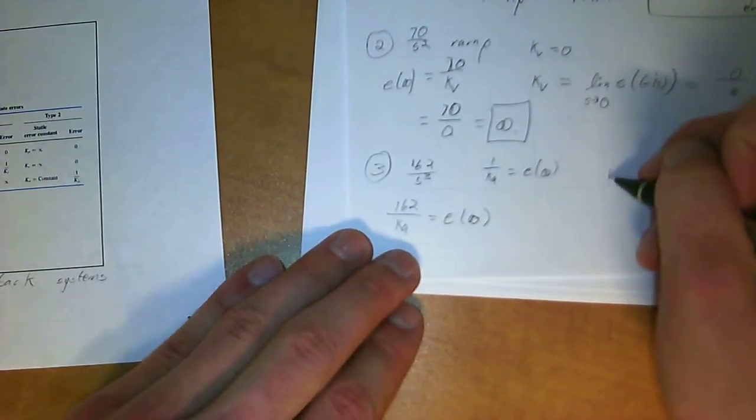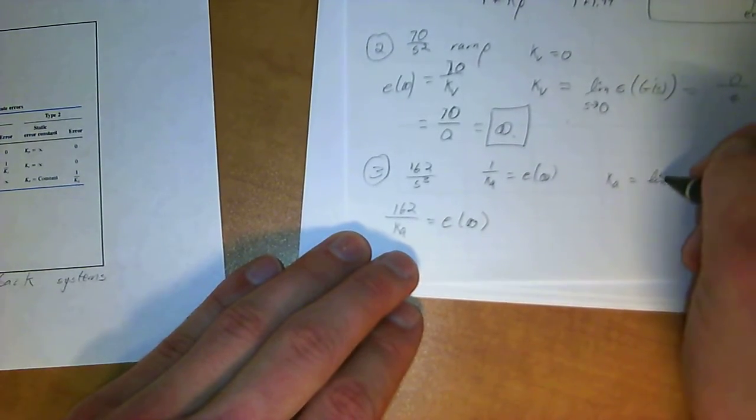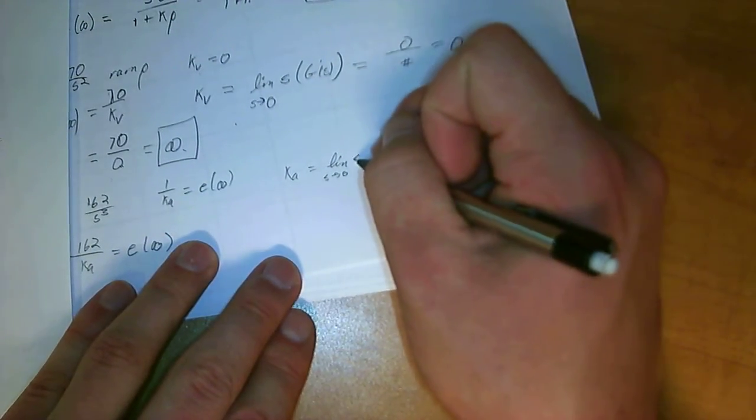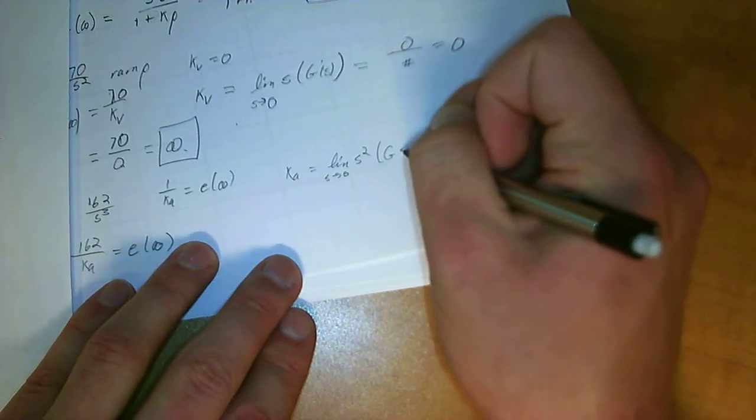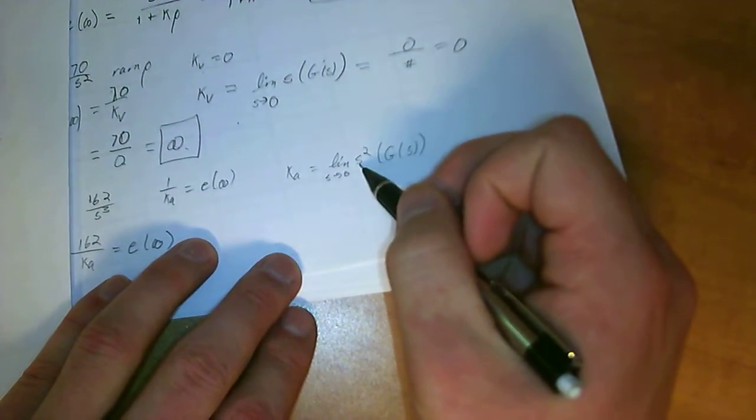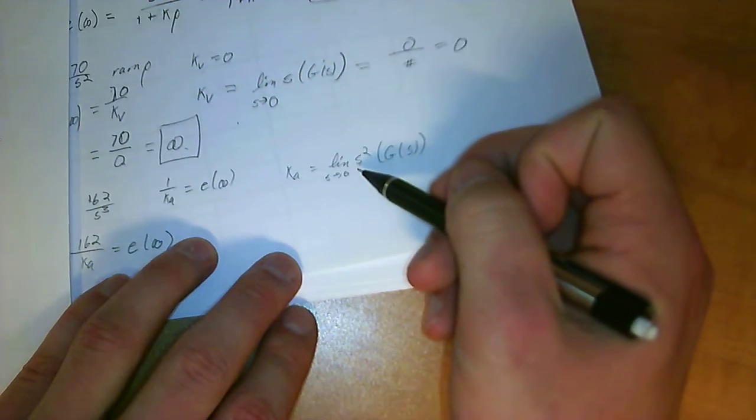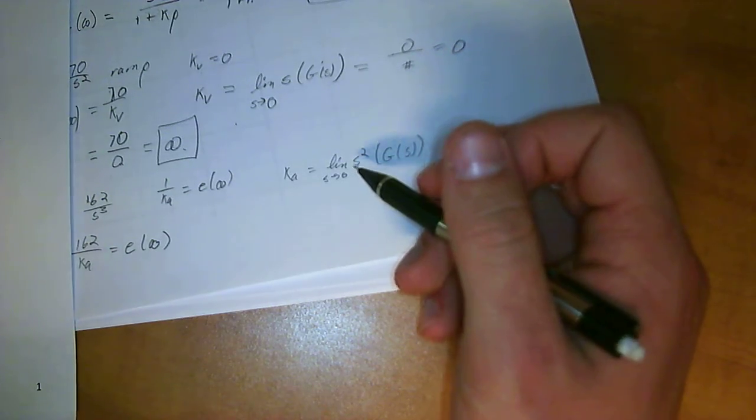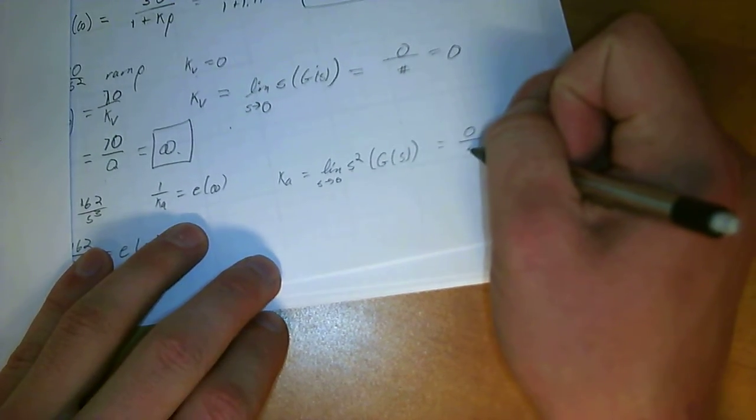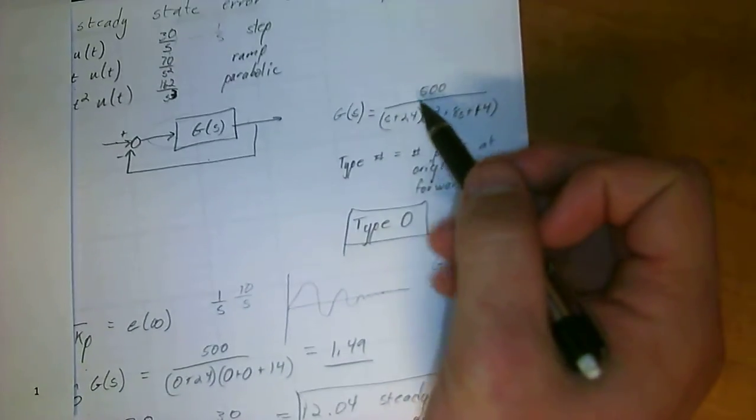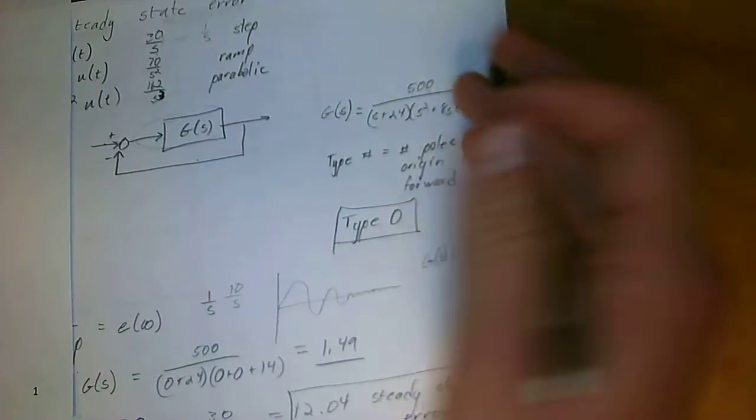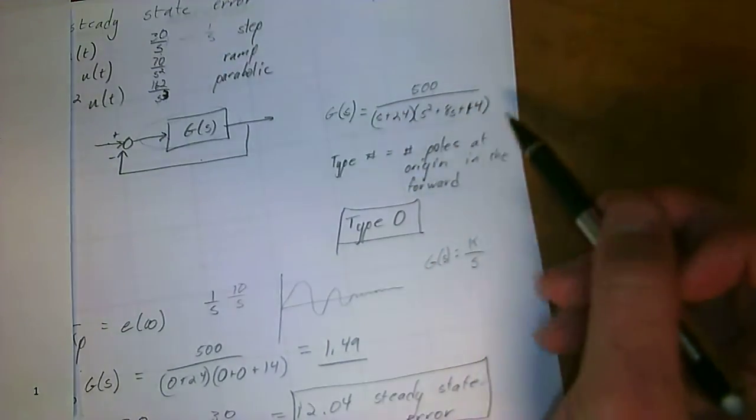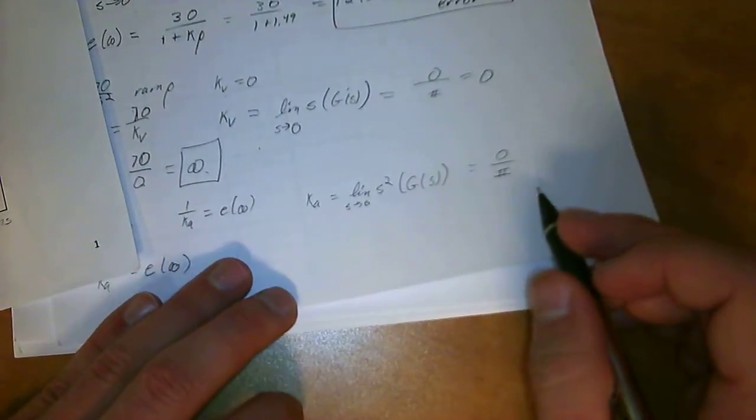And then Ka is equal to the limit as s goes to 0 of s squared of g of s. As you can see, we added yet another s into this limit. So when you do that, you're going to end up with 0 over a number of some kind, because right over here we've got s squared, which is a 0 times 500, so you're always going to get a 0, and then we don't care what's in the bottom, but you've got a 0 plus 24, and then another 0 plus 14, and that's how you get over a number.